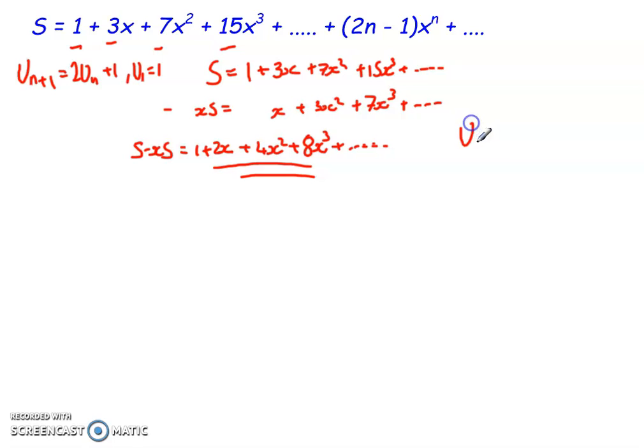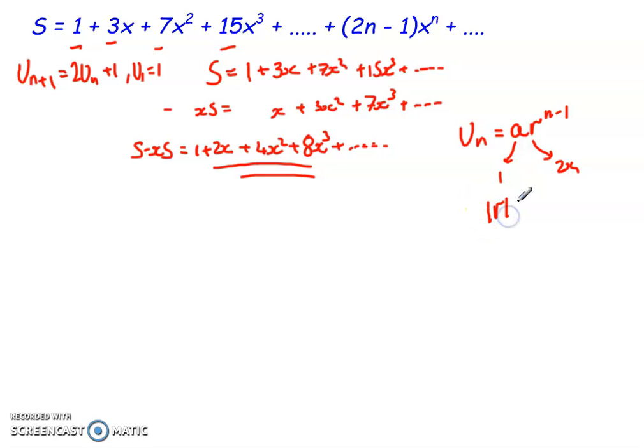Now remember, our general format for a geometric series is un equals ar to the n minus 1. Now a is the first term. In this case, a is equal to 1. r is my common ratio, so it's the ratio of two consecutive terms. And if I look at that, I do 2x divided by 1, so I get 2x. 4x squared divided by 2x, so I get 2x. 8x cubed divided by 4x squared, so I get 2x. So my common ratio in this case is 2x.